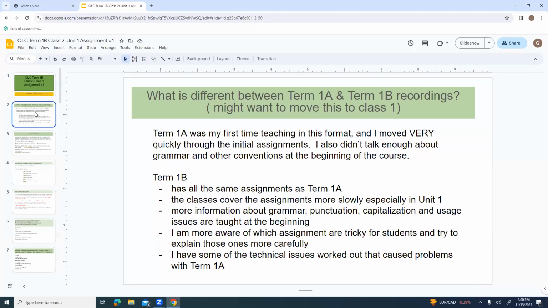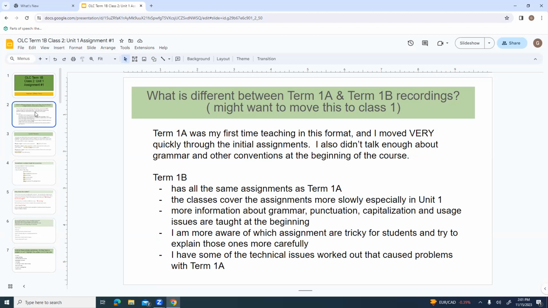What is different between this term and last term's recordings? Last term was my first time teaching in this particular kind of format, and I think I moved very quickly through some of the initial assignments. I also didn't talk enough about grammar and other conventions at the beginning of the course. So this term has all the same assignments as term 1A, but the classes cover the assignments more slowly, especially in the first couple weeks.